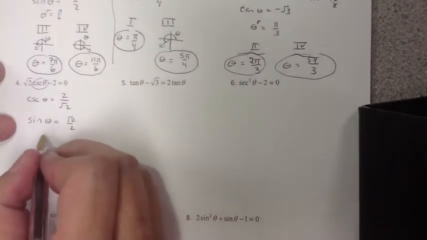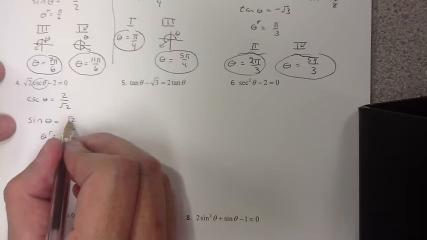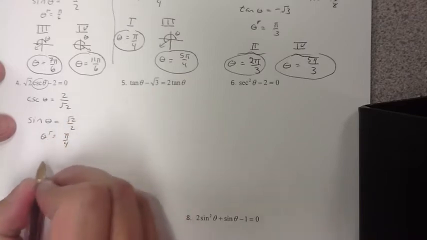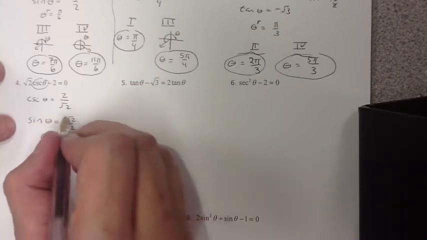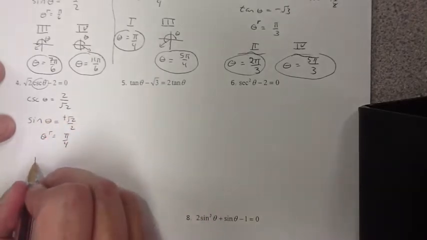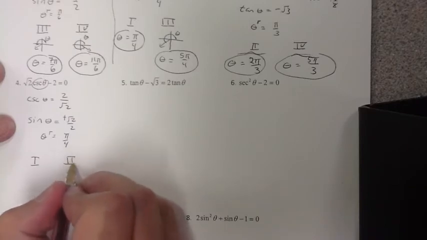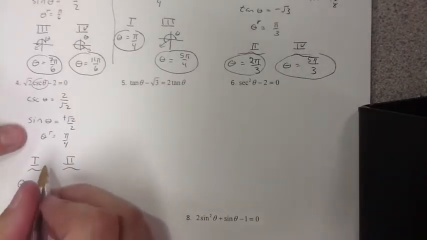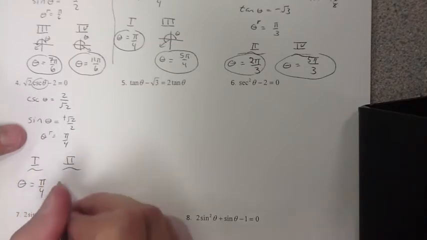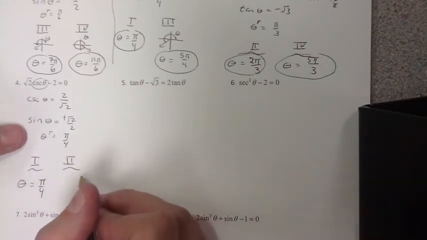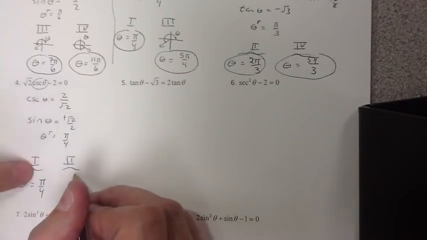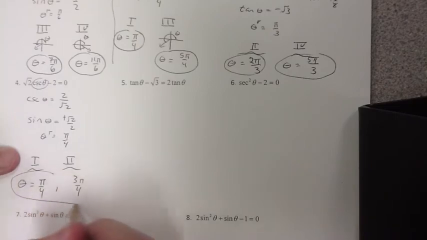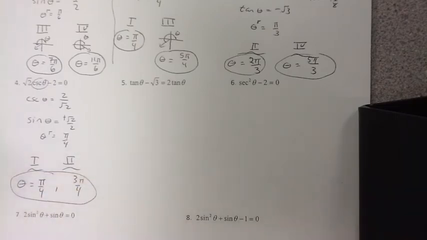And our reference angle, where is sine equal to root 2 over 2? We should know that one. It's pi over 4. And where is sine positive? Well, sine is positive in the first and second quadrants. So we get their angles. In the first quadrant, we get pi over 4. And in the second quadrant, if you need to, 1 pi, 2 pi, 3 pi over 4. And those are our 2 values.